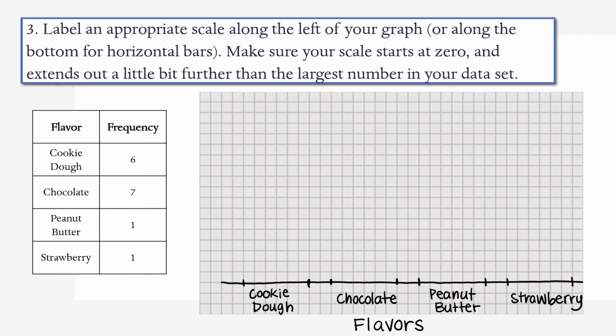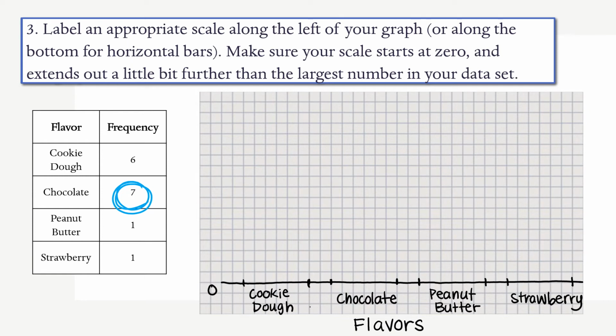Next up, we need to label an appropriate scale along the left of our graph, since this is a vertical bar graph. If it were a horizontal bar graph, we'd be labeling along the bottom for horizontal bars. We need to make sure our scale starts at 0 and extends out a little bit further than the largest number in our data set. So the largest number in our data set is 7, so that means that we have to go to at least 8.